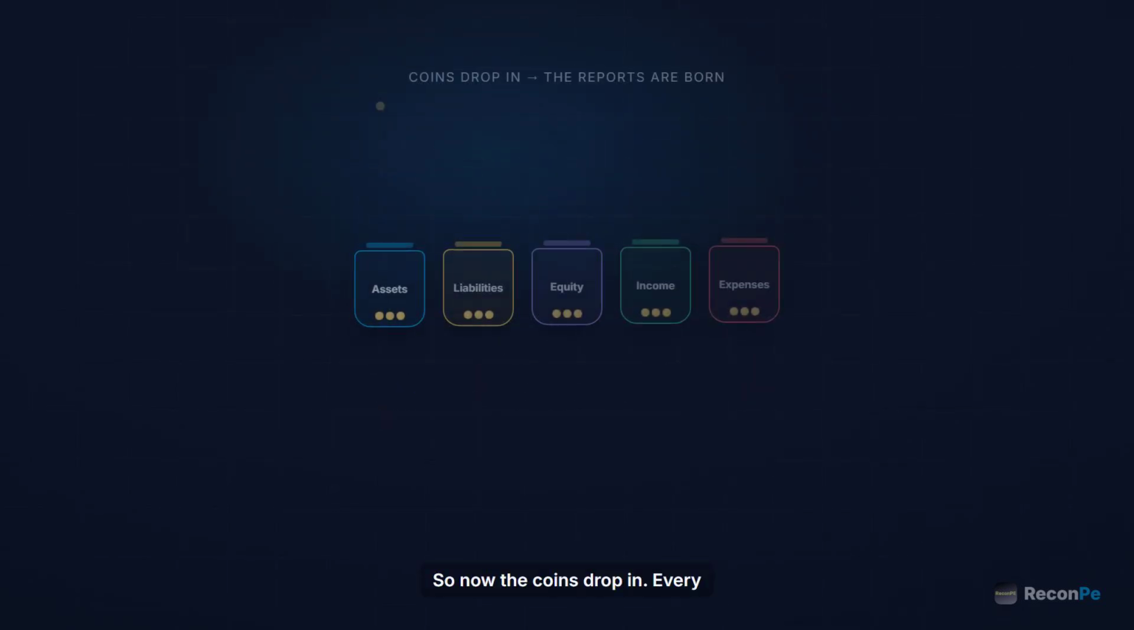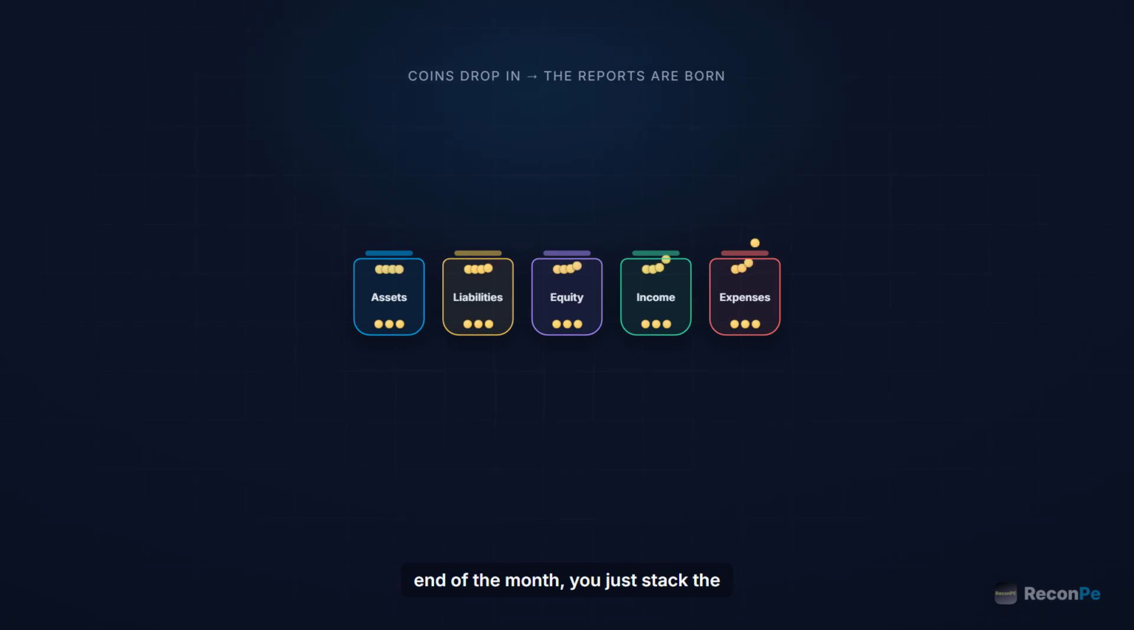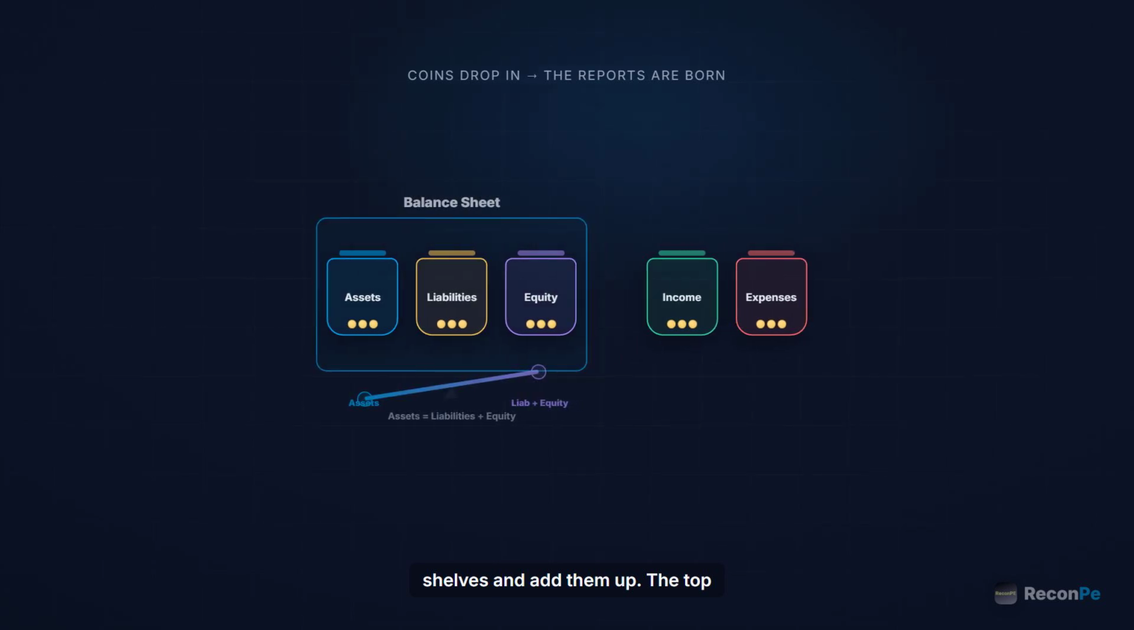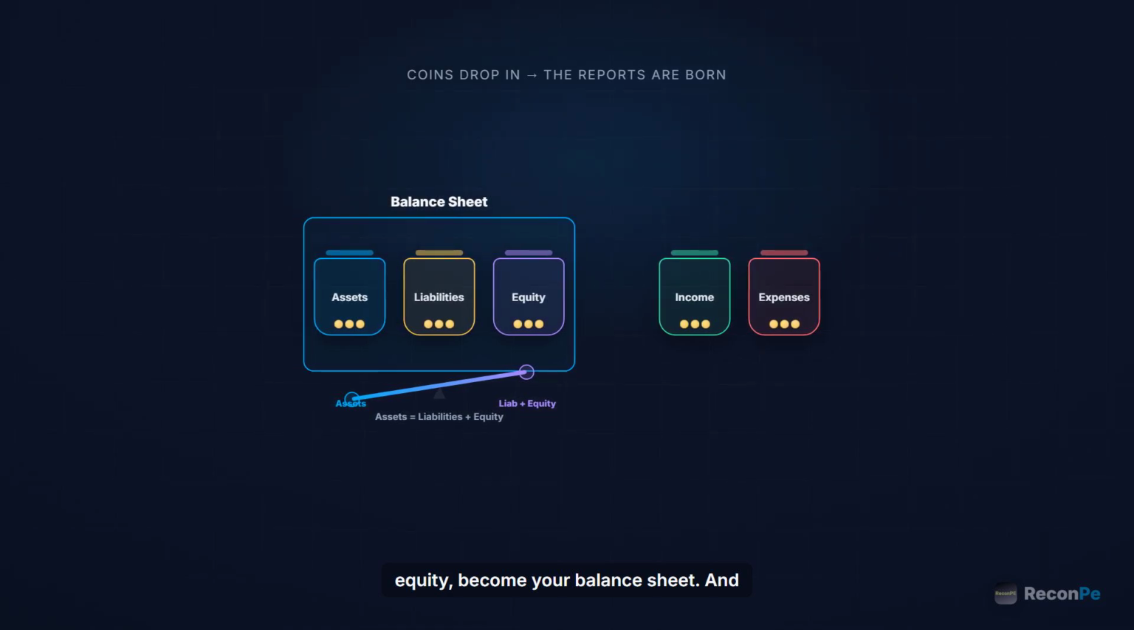So now the coins drop in. Every transaction finds its jar. And at the end of the month, you just stack the shelves and add them up. The top 3, assets, liabilities, and equity, become your balance sheet. And yes, it still balances. It's the seesaw from last time, all grown up.